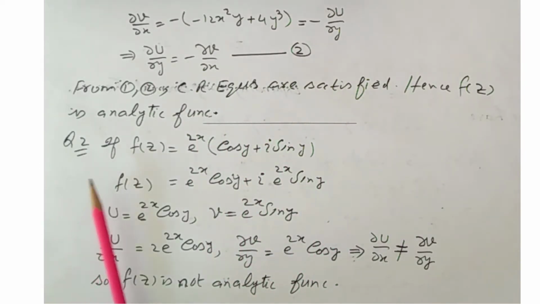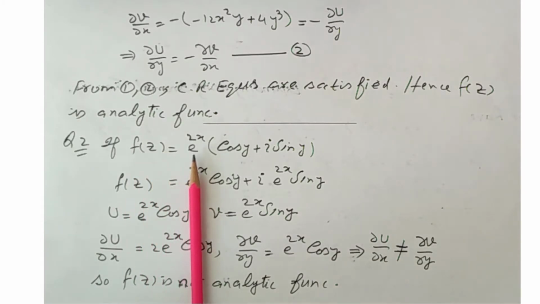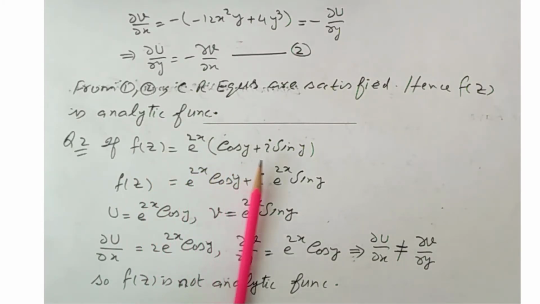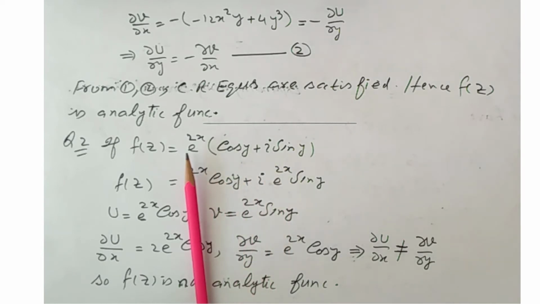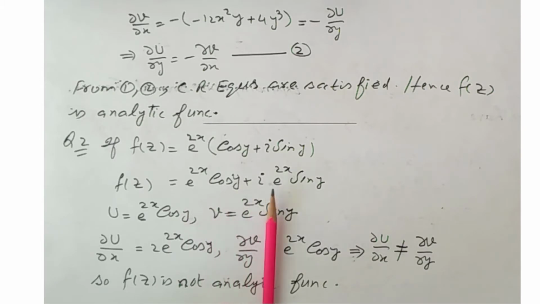Now question number 2, f of z equal to e^(2x) into (cos y plus i sin y). We multiply e^x with cos y and with sin y. This is called u and this is called v. This is the real part and this is the imaginary part, so we say the real part as u and the imaginary part as v. We partially differentiate with respect to x, and the derivative of e^(2x) equals 2e^x, and this term is constant. Also we differentiate v with respect to y. This is a constant term, the derivative of sin y equals cos y.